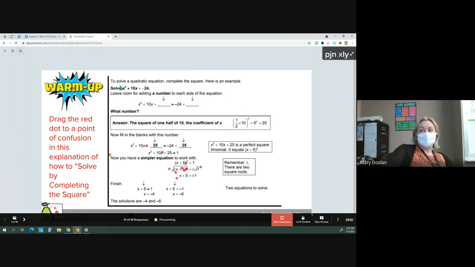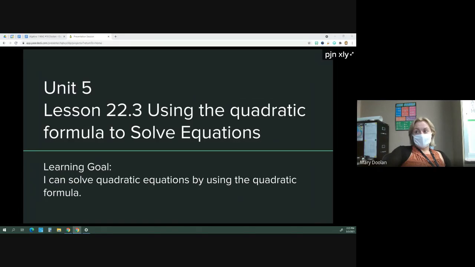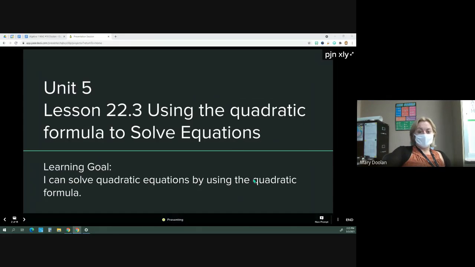I'm going to teach you a new method today that's going to let you solve any quadratic equation. Okay, quadratic means you have an x squared term, and it's an equation. It has an equal sign. So lesson 22.3, using the quadratic formula to solve equations. That's your learning goal for today and tomorrow, is that you can solve quadratic equations by using the quadratic formula.